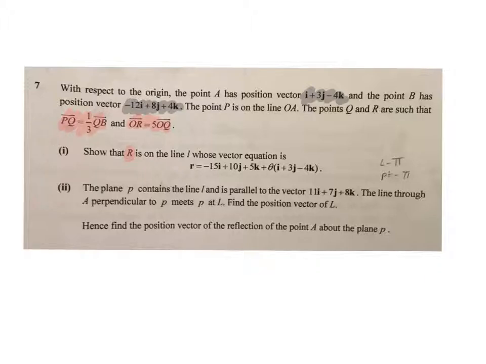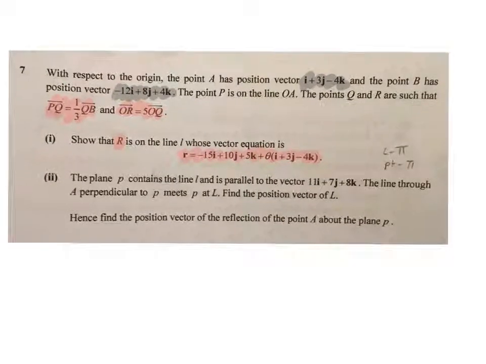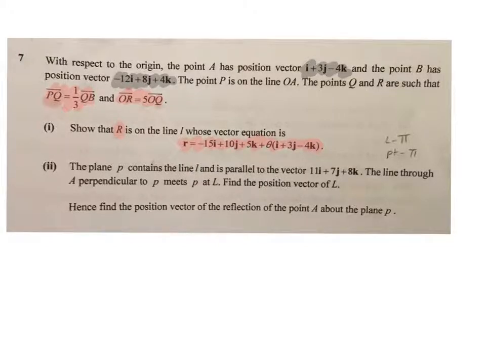R lies on the line. The vector equation is as follows. Okay, so what I need to do, if I want to show that R lies on the line, is I know that I need to find R. And if I look at the question, R is listed over here, so that means R comes from Q.